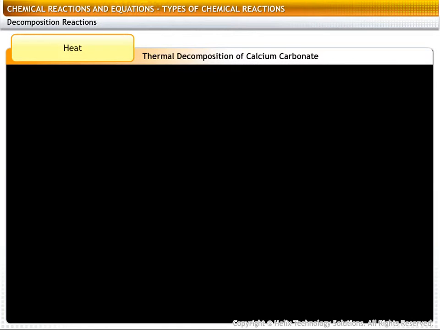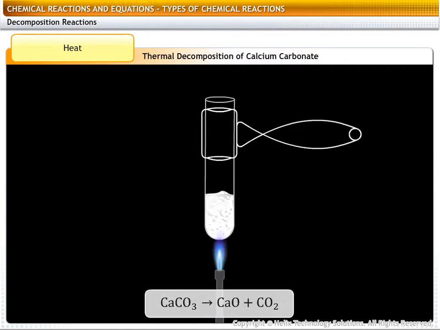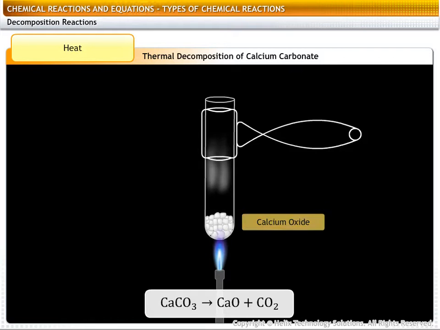Decomposition through the action of heat on a substance is called thermal decomposition. For example, calcium carbonate on thermal decomposition gives calcium oxide or quicklime and carbon dioxide.